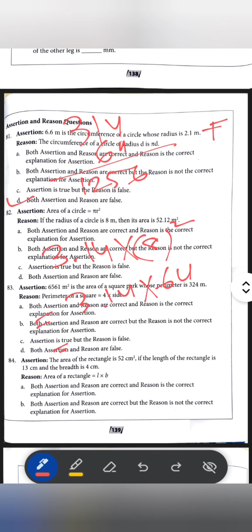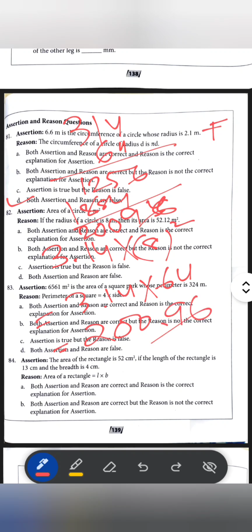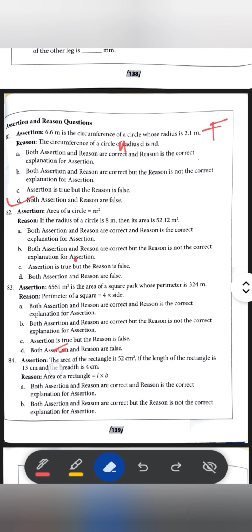Okay, and 6 fours are 24, 6 ones are 6, and 6 threes are 18. So here it is 6, 5 plus 4, 9, 8 plus 2, 10, 0 whole 1, 8 plus 1, 9 plus 1, 10, 0 whole 1, then 2. So here it is 200.96 is the answer, not that one. So here also, what do you get? That reason is false. So here assertion is true but reason is false, option C.